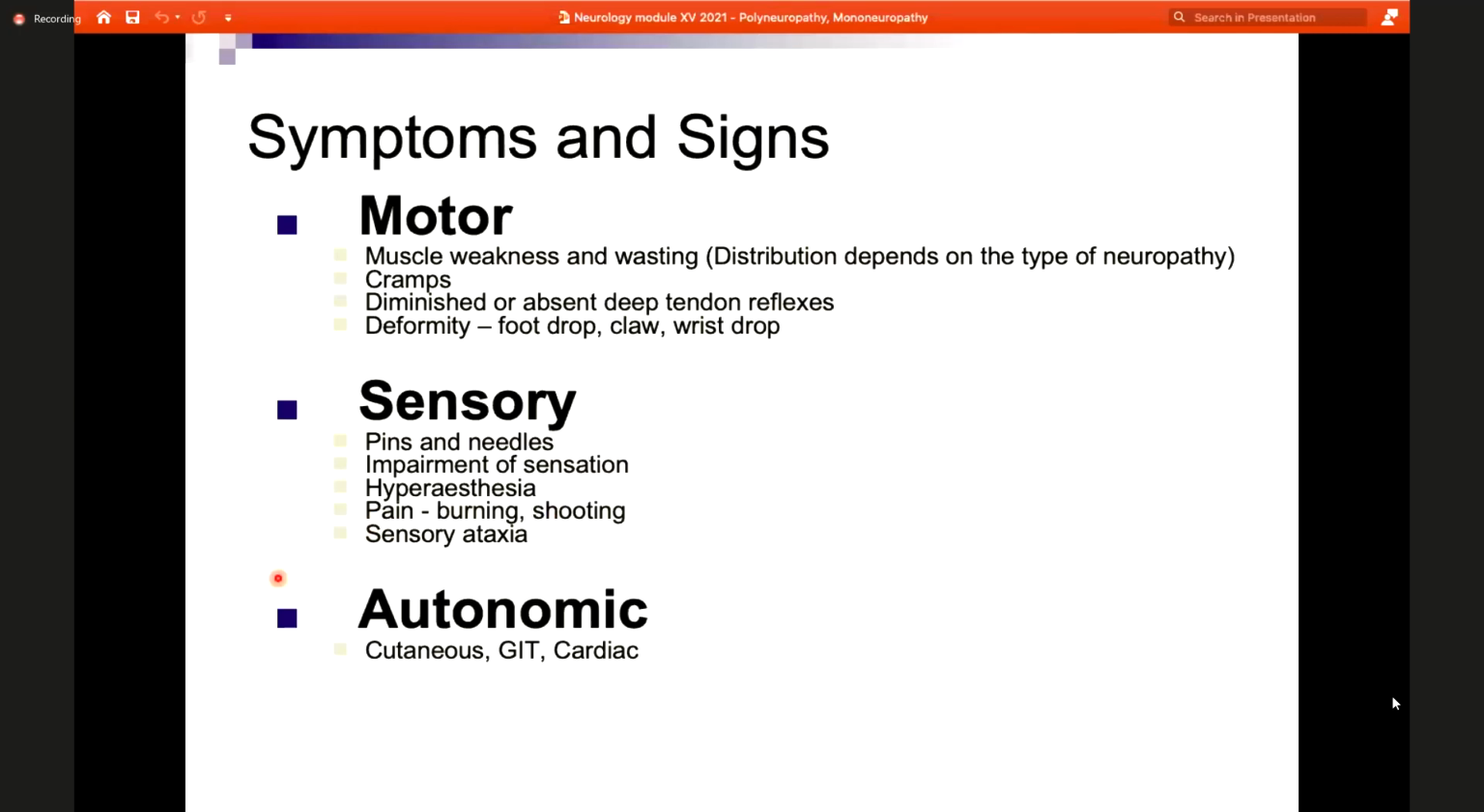Then if there is autonomic involvement, they might have cutaneous autonomic symptoms like lack of sweating, then change of blood flow causing change in skin color. Then they can have loss of hair. Then they can have GI symptoms. If it's affected, then they may have cardiac symptoms, postural hypotension, heart rate changes, tachycardias, bradycardias, and so on. But autonomic neuropathies are relatively uncommon.